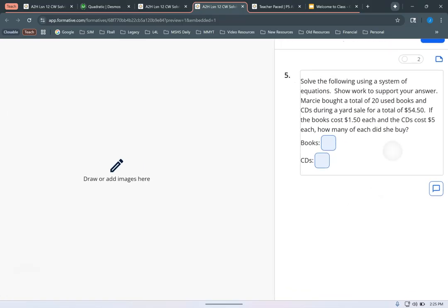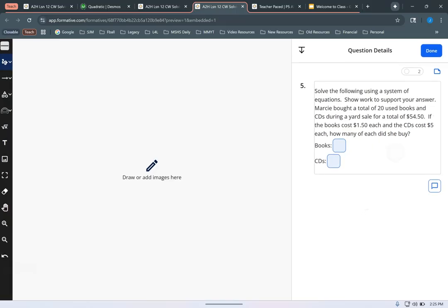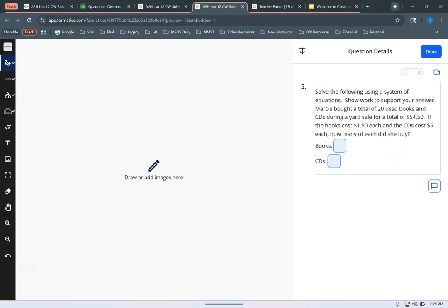So I'm in the show your work section here. It looks like Marcy bought a total of 20 used books and CDs during a yard sale for a total of $54.50. If the books cost $1.50 each and the CDs cost $5 each, how many of each did she buy? And we're supposed to solve this using a system of equations.